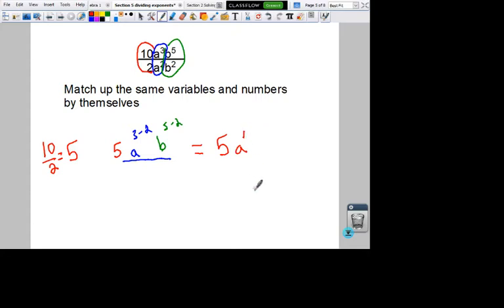We don't actually need to write the 1 exponent, but it doesn't matter if you do or not. And then I have b to the 5 minus 2, which is b to the 3.